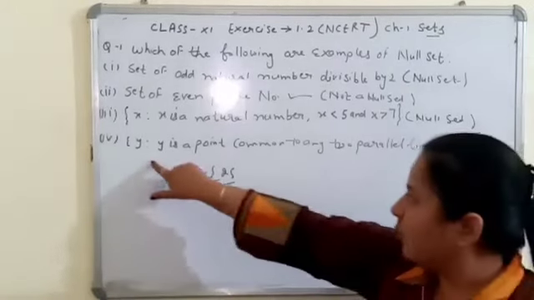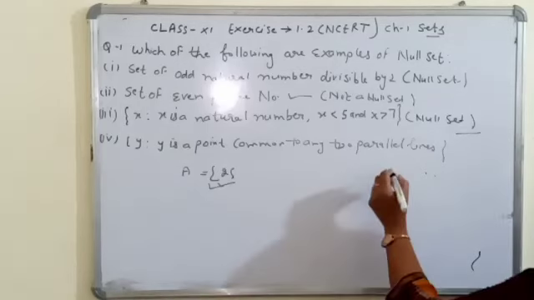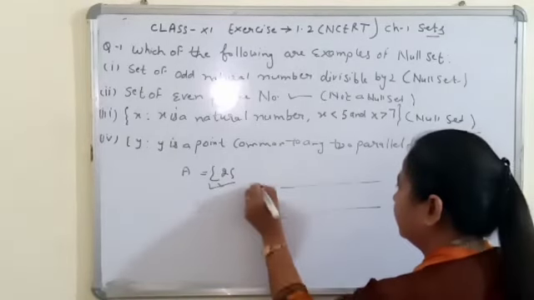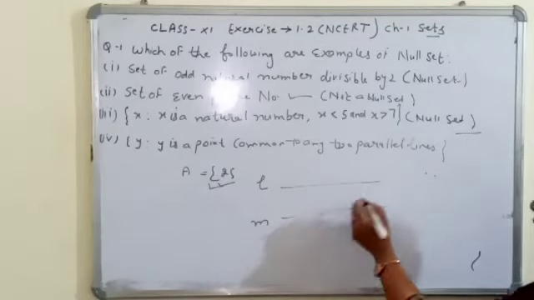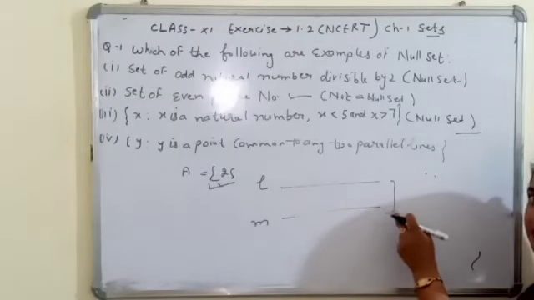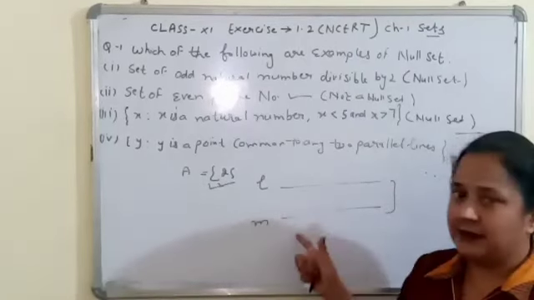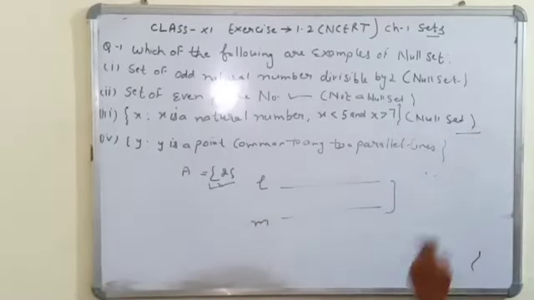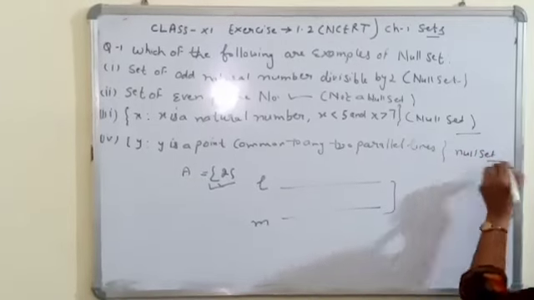Fourth one, y is a point common to any two parallel lines. These are two parallel lines. Hope so answer is clear to you. There is no common point between these two parallel lines because between two parallel lines there is no common point. So it is a null set. This is a null set.